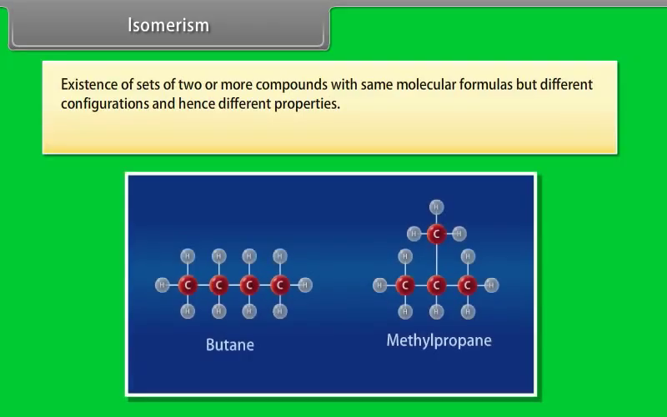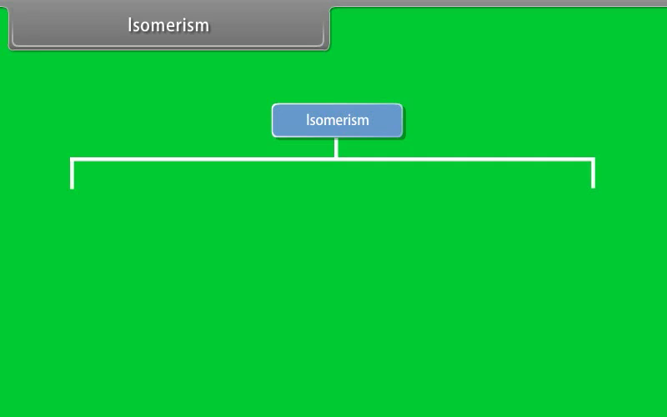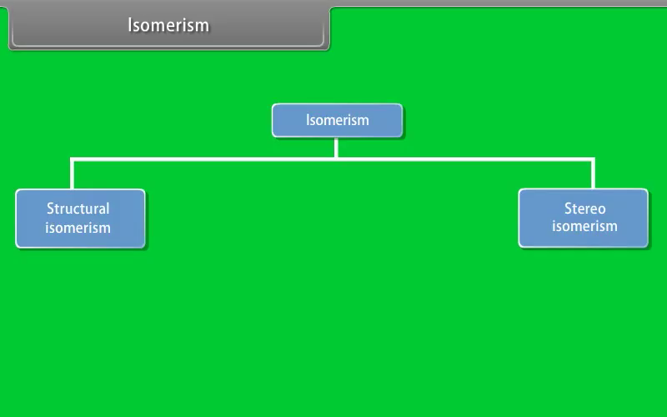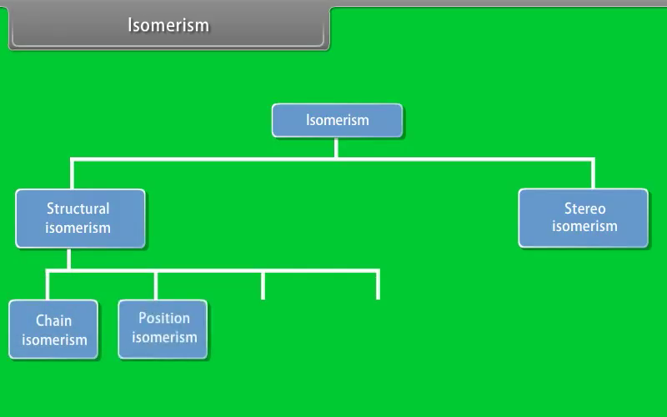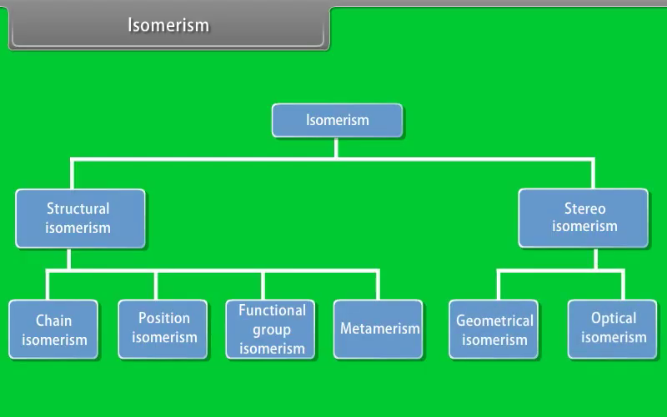Isomerism. Existence of sets of two or more compounds with same molecular formulas but different configurations and hence different properties. The compounds are called isomers. Different types of isomerisms: isomerism can be grouped into structural and stereoisomerism. Structural isomerism can be subdivided into chain isomerism, position isomerism, functional isomerism, metamerism. Stereoisomerism is further categorized into geometrical and optical isomerism.